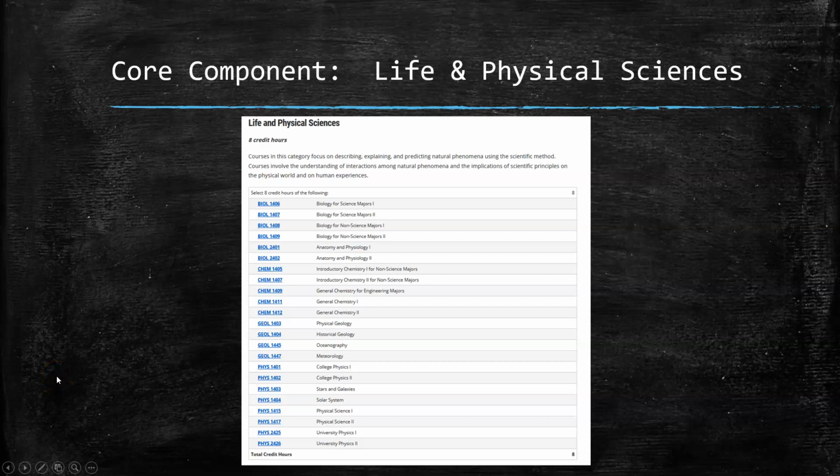Another of the 9 core components, life and physical sciences, and here you need 8 credit hours. Again, a big list to choose from. It is your choice unless your major, your program, or the transfer institution recommends or dictates one.